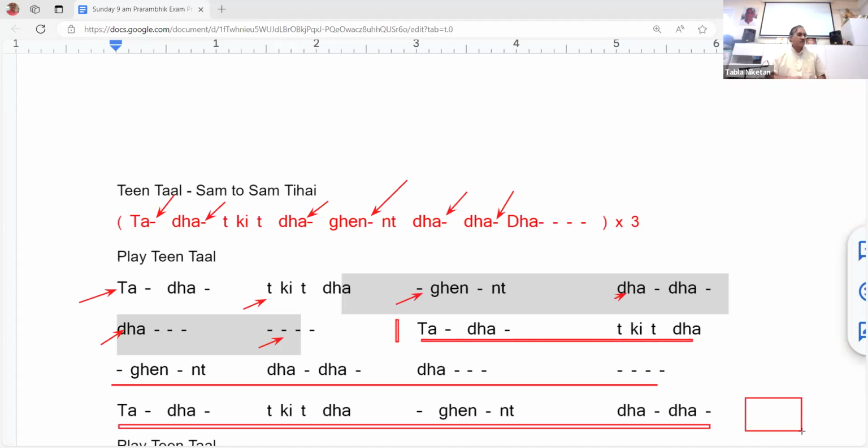One, two, ready, go. Ta a tha a ta ki ta tha a ge in ta tha a ta, 1 2 3, 1 2 3 4. Ta a ta ki ta a ge in ta tha, 1 2 3, 1 2 3 4. Ta ki ta a ge in ta.